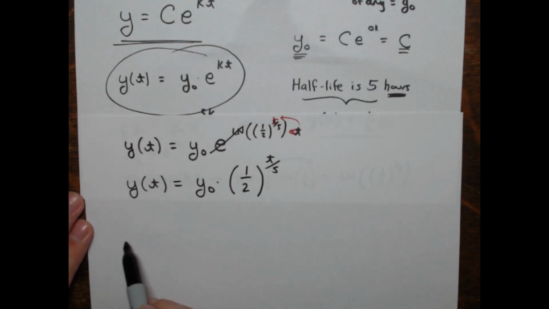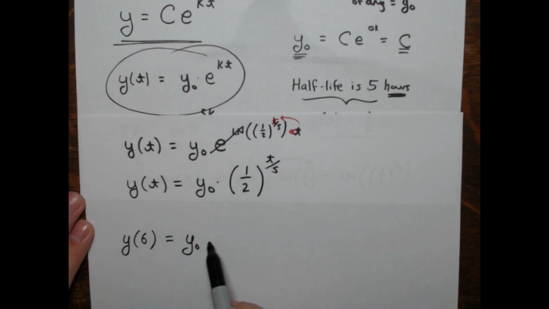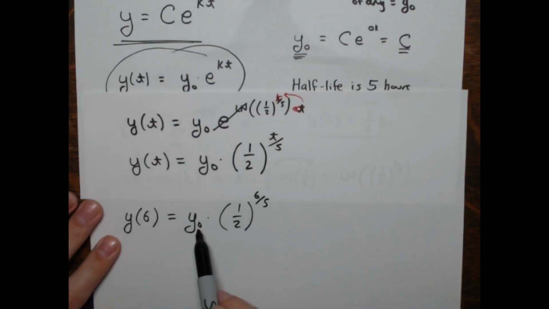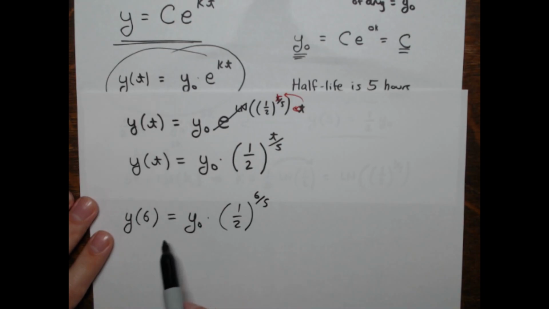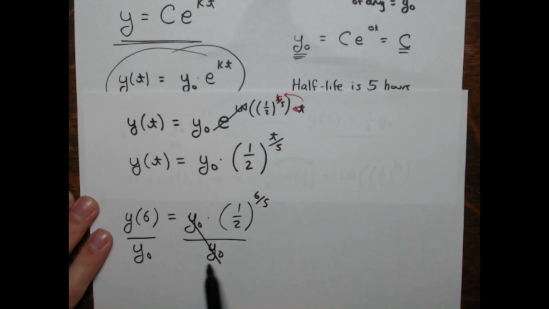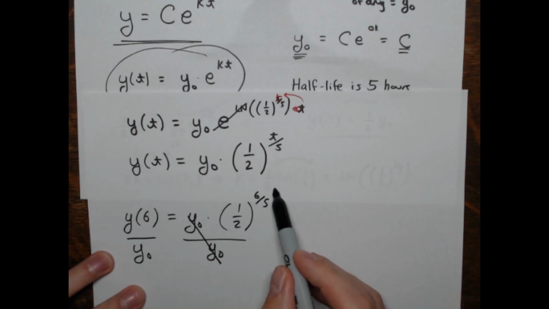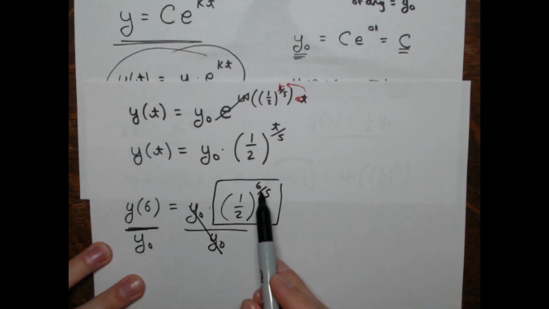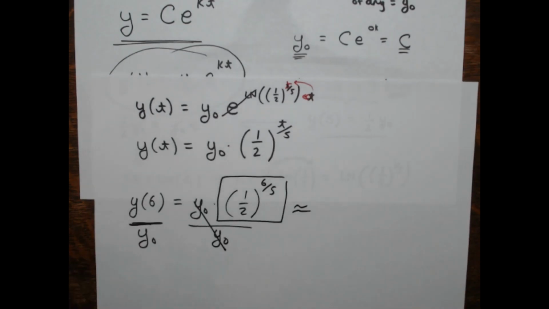Now they're saying when time equals 6 hours, y of 6 is y sub 0, replacing t with 6, times 1/2 to the 6/5 power. And what they want is what fraction of the original amount, right? They divide both sides by y sub 0 to get what fraction of the original amount is left in the bloodstream after 6 hours. And so that's this number here. Y of 6 divided by y sub 0 is 1/2 to the 6/5 power. They're having us round this to 3 decimal places, right?